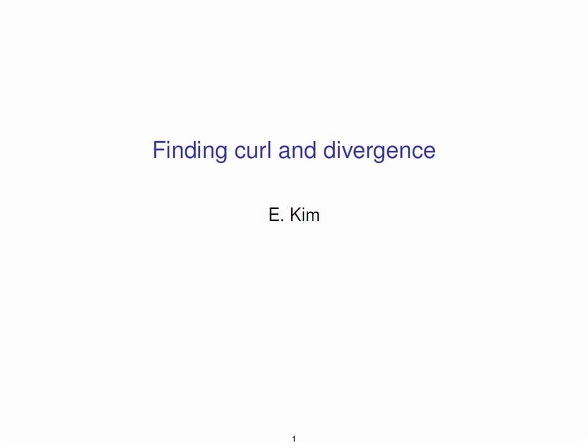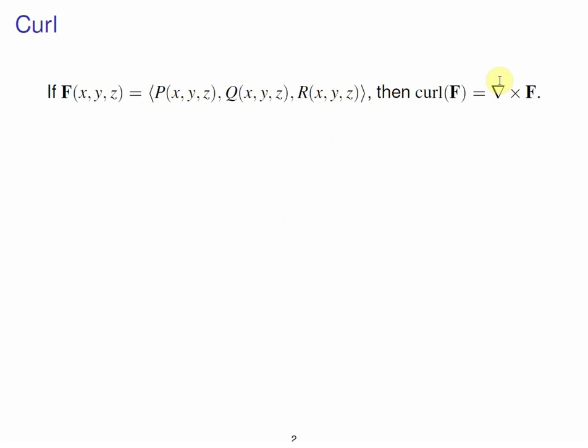In this video, we're going to go through an example of curl and divergence of a vector field. So the definition of curl is, if you have a three-dimensional vector field, f of x, y, z is p of x, y, z, you could just write a p, or q of x, y, z, comma r of x, y, z, then the curl of f is the differential operator cross product f. I think a nice way to remember this is that curl starts with C, cross product starts with C.